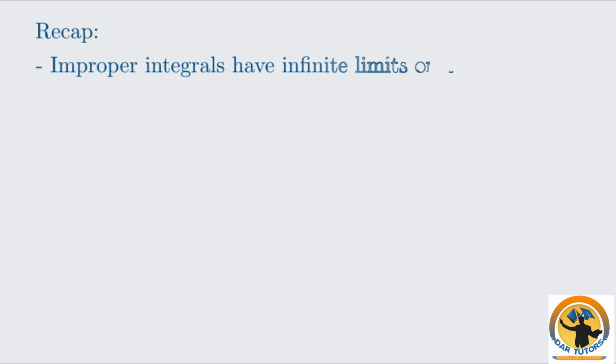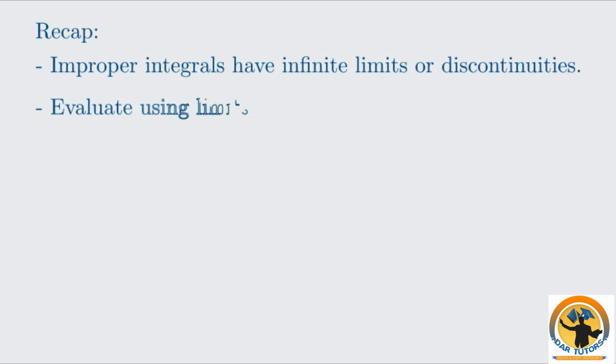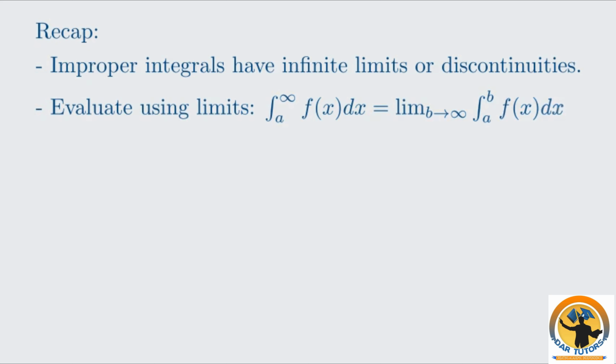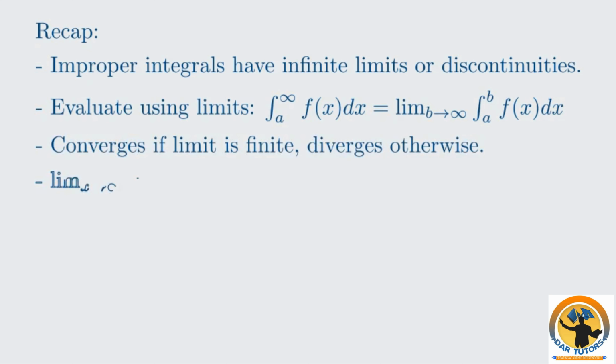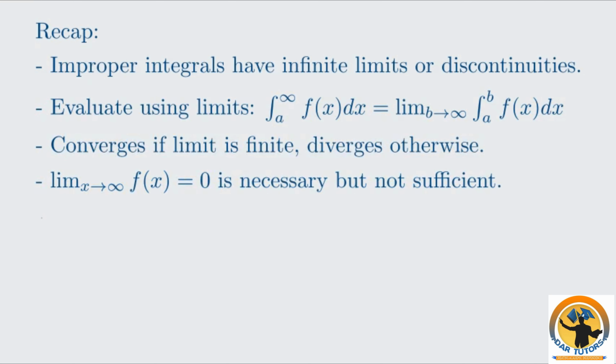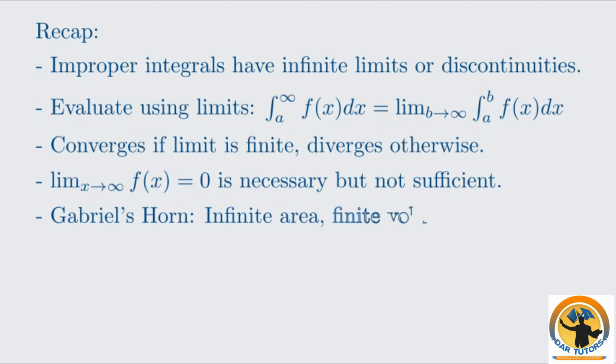Let's recap what we've learned today. We defined improper integrals as those with infinite limits of integration or infinite discontinuities. We learned to evaluate them using limits, and we saw that an integral converges if its limit is a finite number and diverges otherwise. We also discovered that the condition limit of f(x) as x approaches infinity equals 0 is necessary but not sufficient for convergence, as demonstrated by the integral of 1 over x. Finally, we explored the fascinating paradox of Gabriel's horn, which has infinite area but finite volume. You are now equipped to tackle a wide range of improper integral problems.